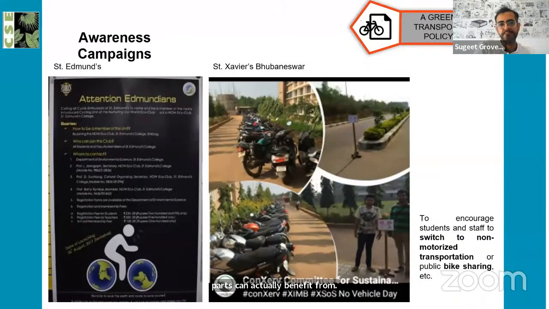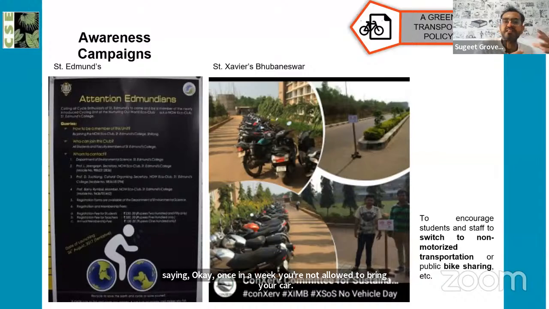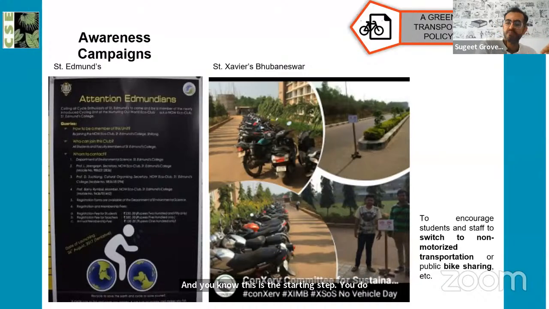And awareness campaigns. For example, we saw that some campuses were not able to implement a no private car campus immediately, but they started saying, okay, once in a week, you're not allowed to bring your car. And this is a starting step. You do it for once in a week, and then perhaps you move on to the next steps, where maybe once a week changes to 2 times a week, and eventually it becomes your normal day-to-day life.